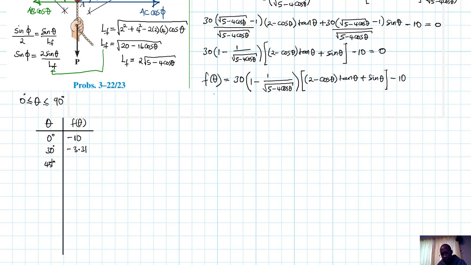Okay, let's go to 45. Let's enter 45 degrees in each place. What do we get? This gives us a positive 9.28. So we know in between here, that's where the solution lies, right?